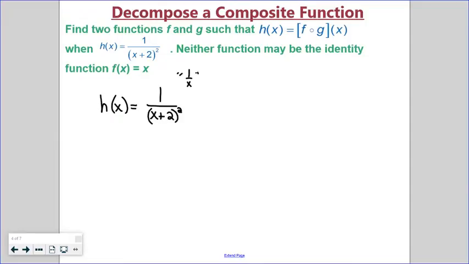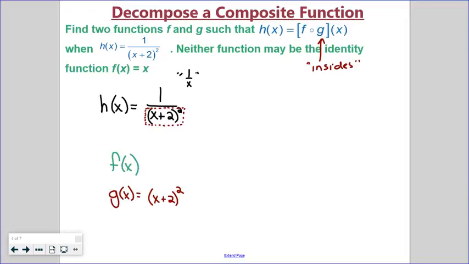So if I want to do a decomposition, I will let g be the insides of my parent function. So g of x, for this example, if we look at it as 1 over x, the insides would be the denominator. So I would say that g of x is x plus 2 quantity squared. When I do that, whatever I identify as g of x, f of x is what's left over when I take that and make it the letter x.